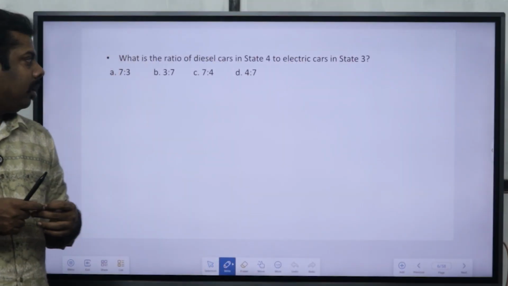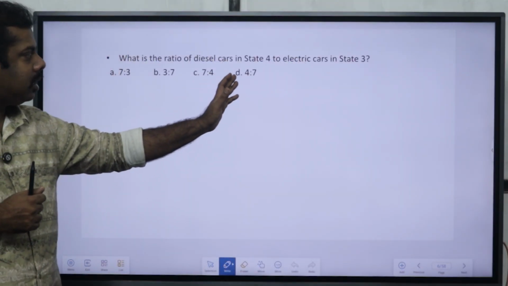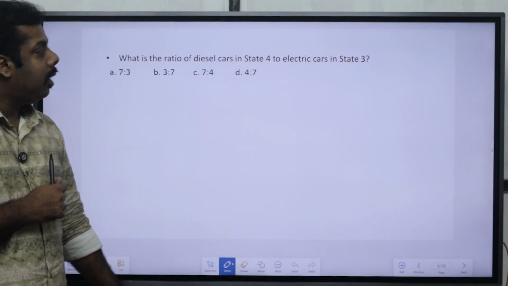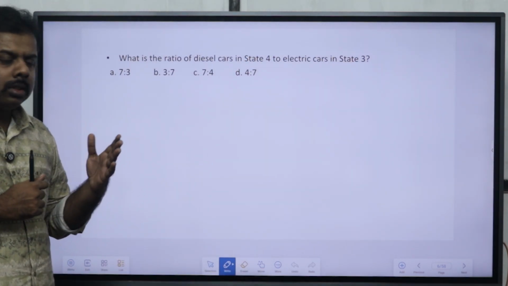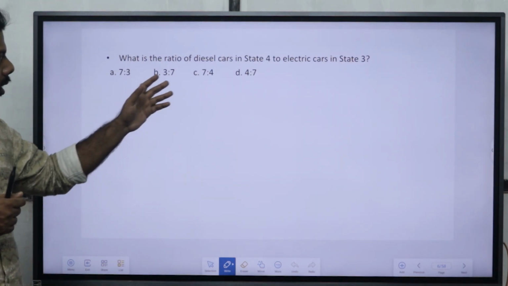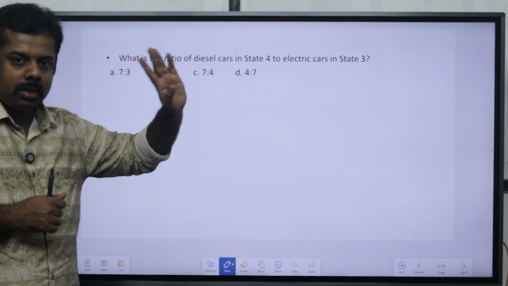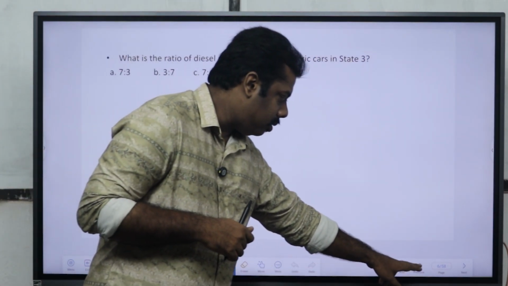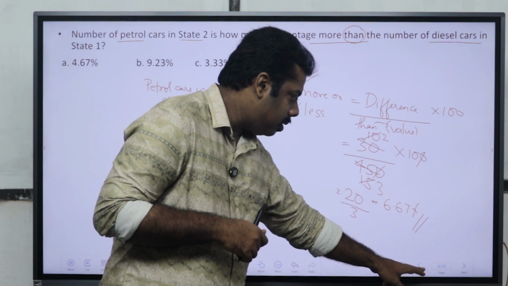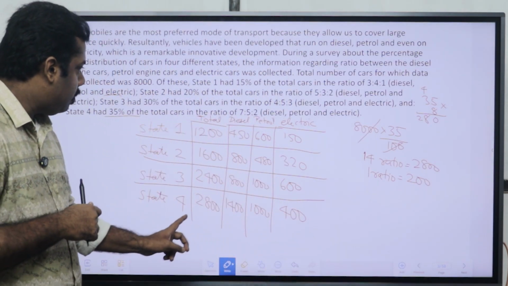Now moving on to the next question, what they have asked here is what is the ratio of diesel cars in state 4 to the electric cars in state 3? So the ratio is being asked. So just finding out the data which we have already found out. So diesel cars in state 4 and electric cars in state 3. Just moving to the previous page where we have already found out the data. So what was being asked?